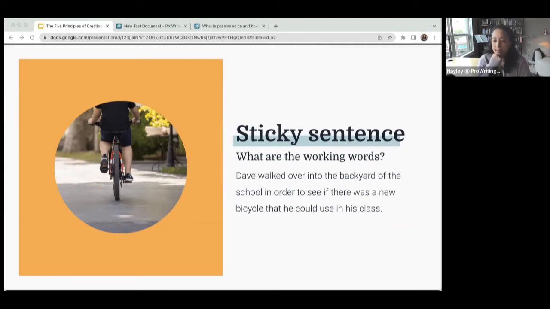Dave, school, bicycle, class. Dave walked, backyard, school, bicycle. Dave walked, backyard, school, new, bicycle, class. Dave walked, backyard, school, new, bicycle, use, class.